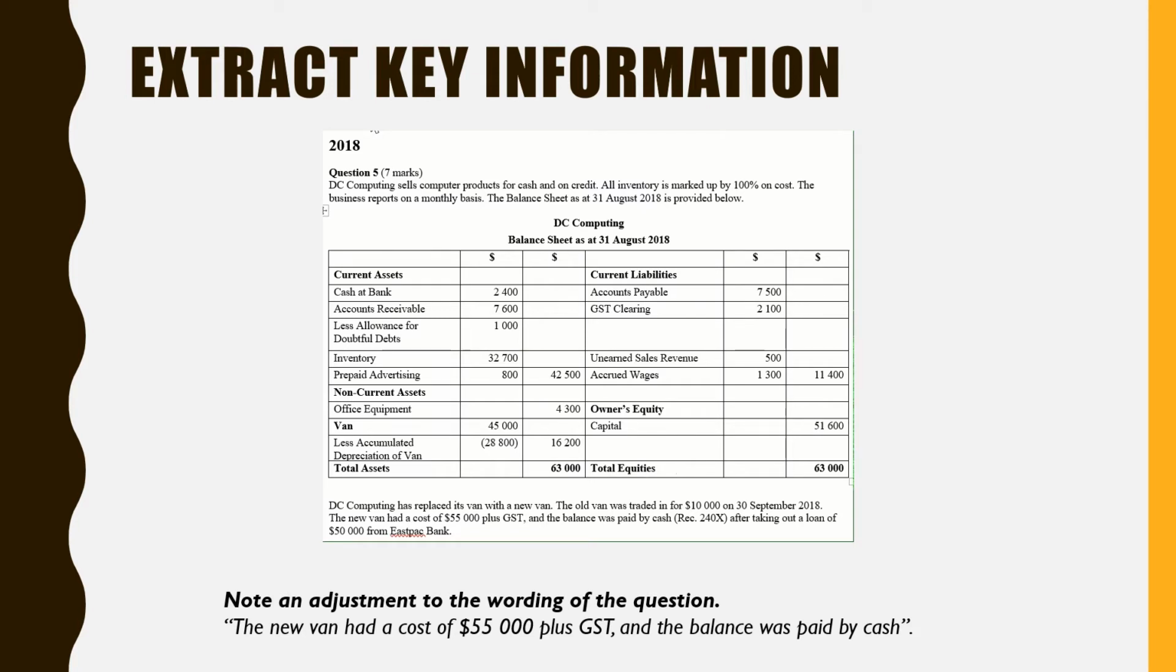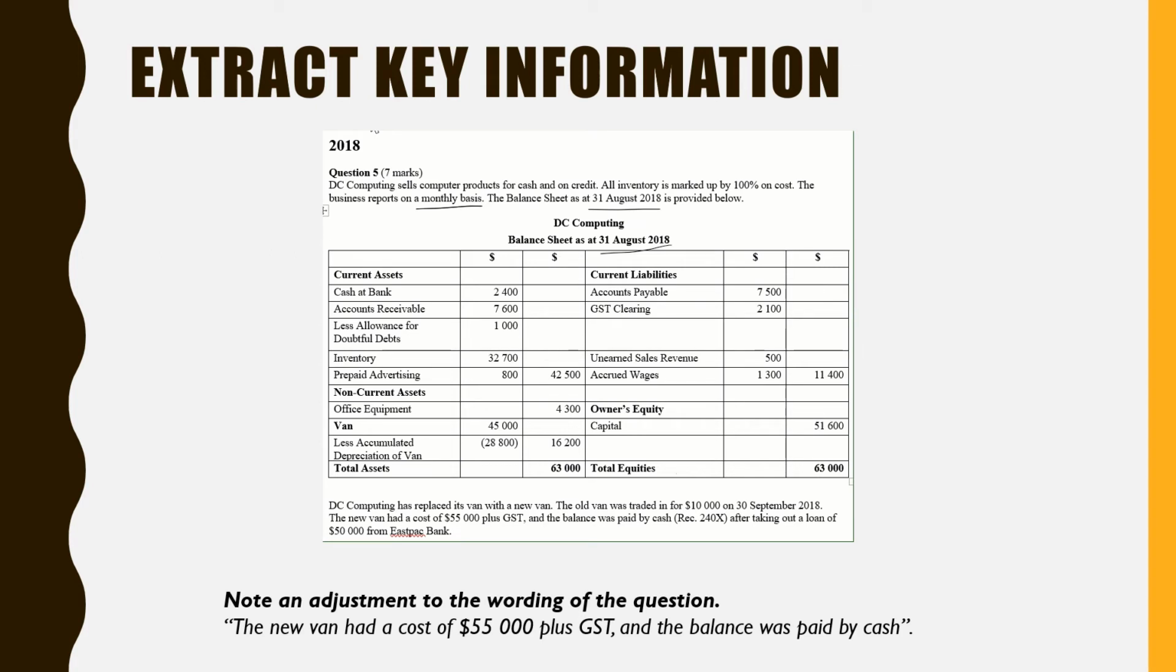DC Computing sells computer products for cash and on credit. All inventory is marked up by 100% on cost, so that's irrelevant information for now, because we're just focusing on trade-in. The business reports on a monthly basis. The balance sheet as at 31st of August 2018 is provided below. So we're given the balance sheet as at 31st of August 2018.